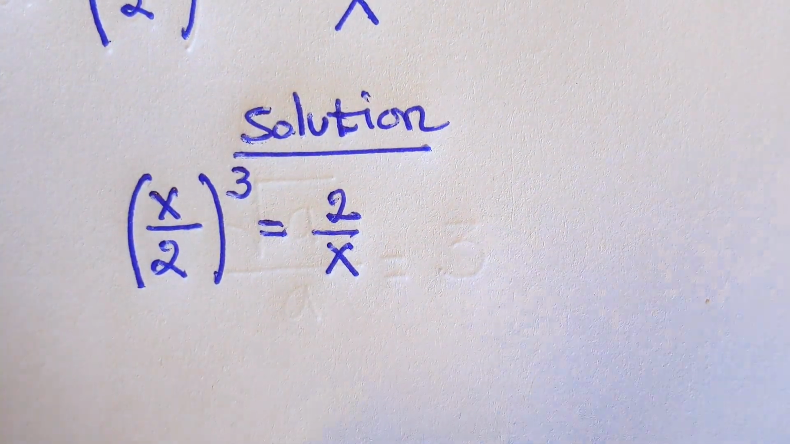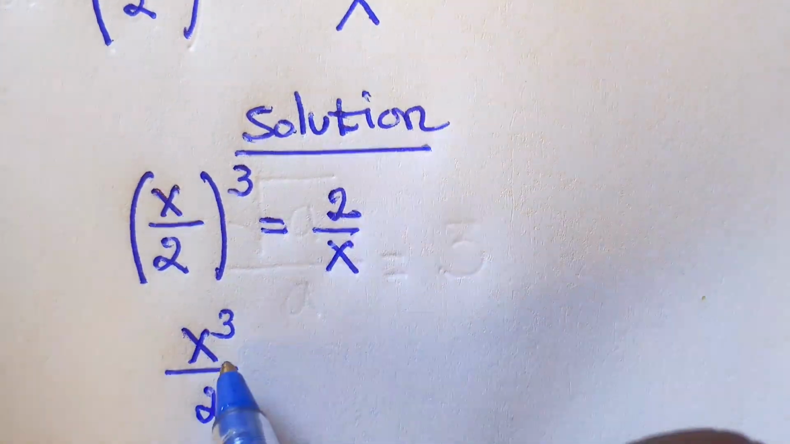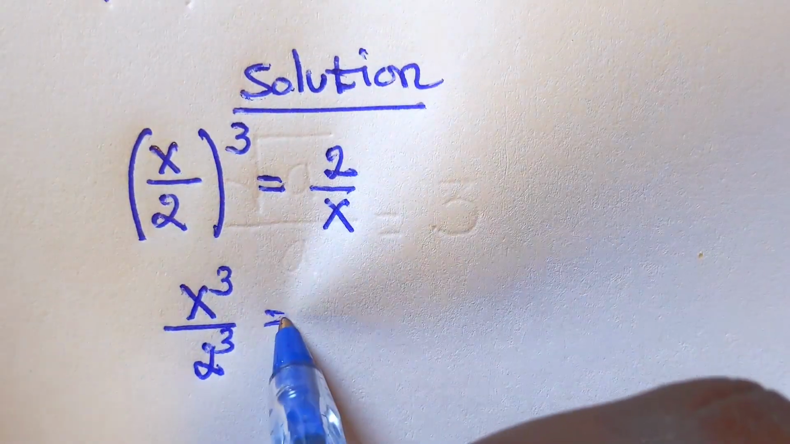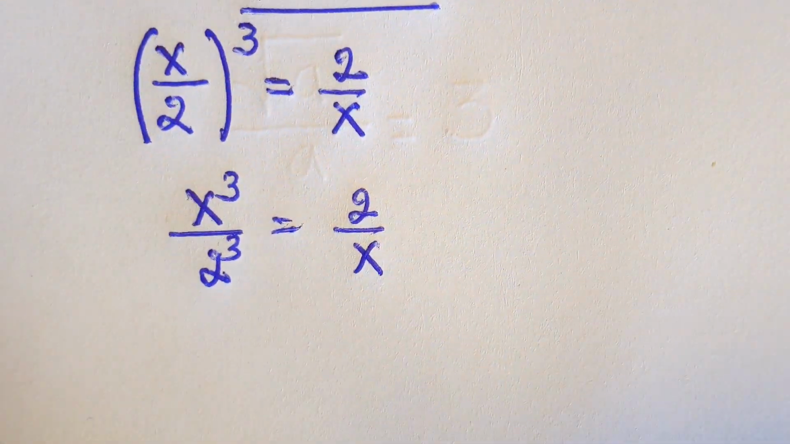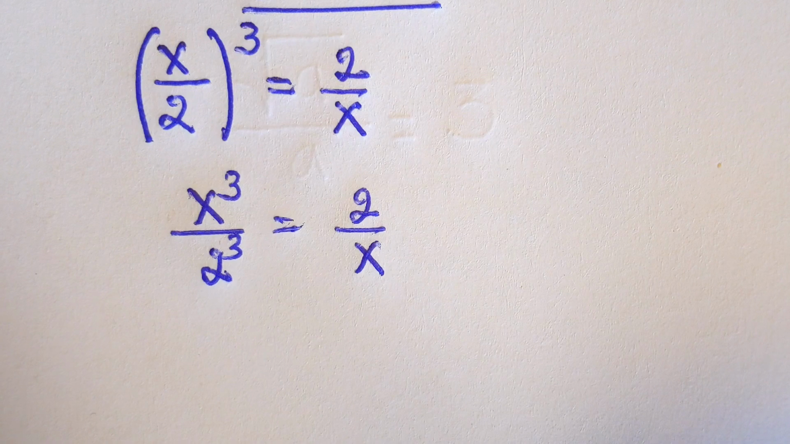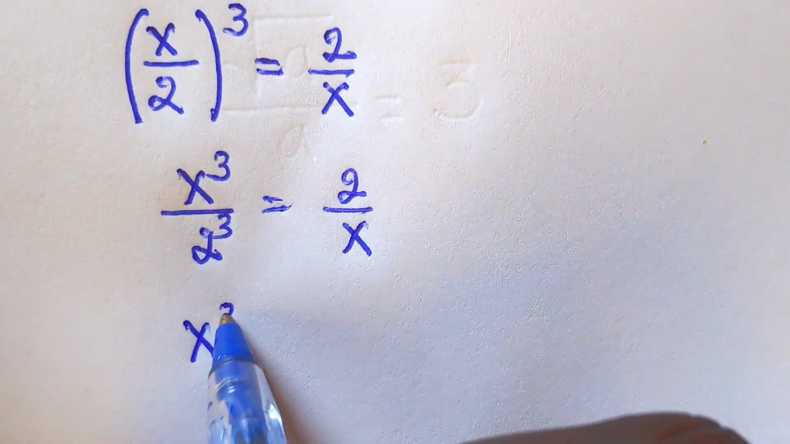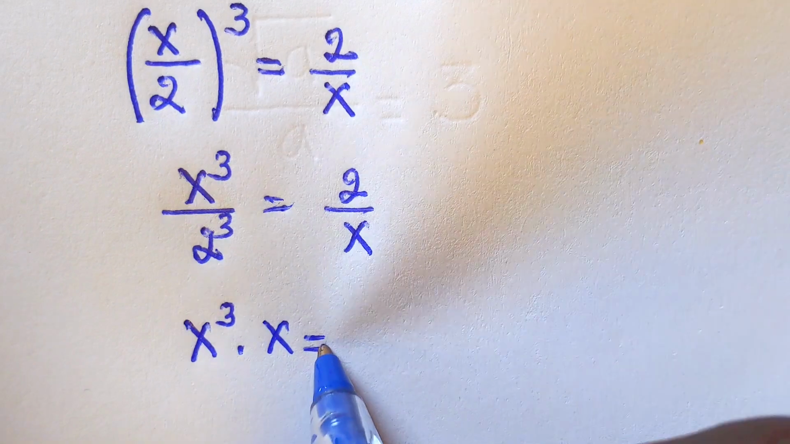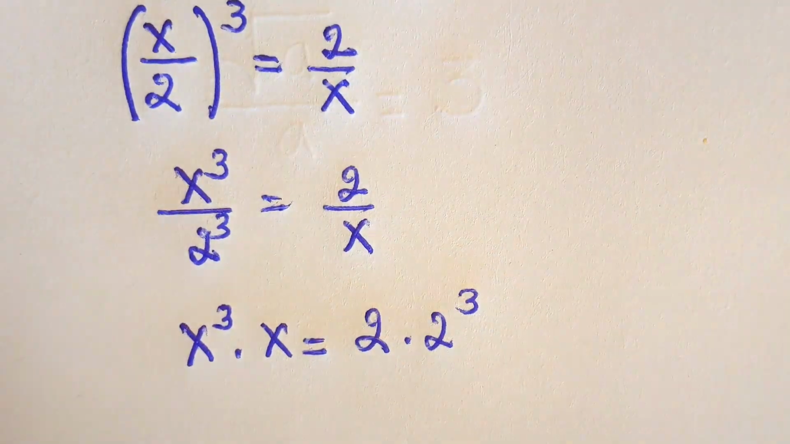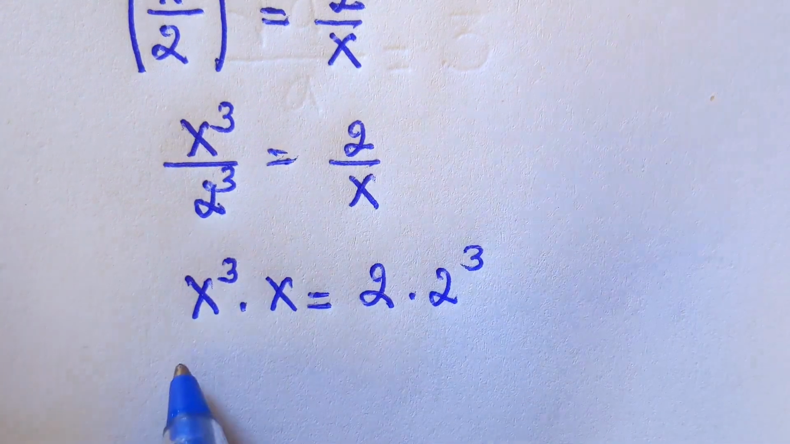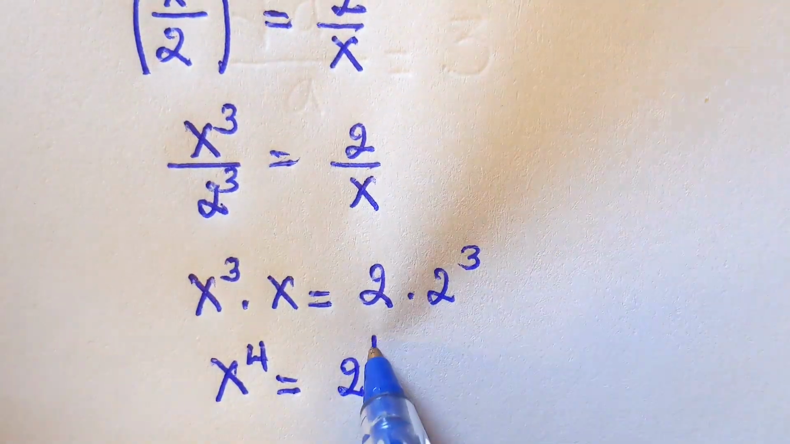What can we do? First of all, here we have x to the power 3 over 2 to the power 3 equals 2 over x. And of course, this is what we have. By cross multiplication, we shall get x to the power 3 times x equal to what? 2 times 2 to the power 3. Right, so we have x to the power 4 equals 2 to the power 4.